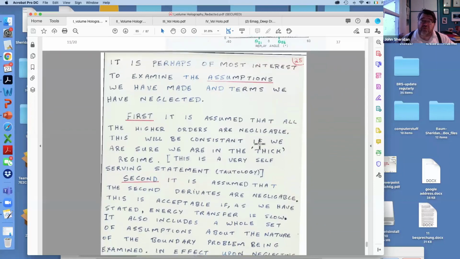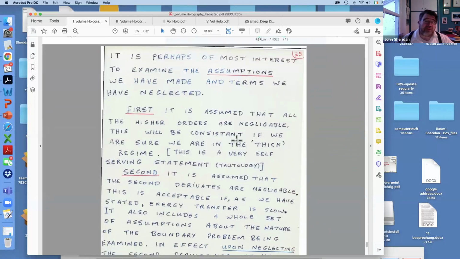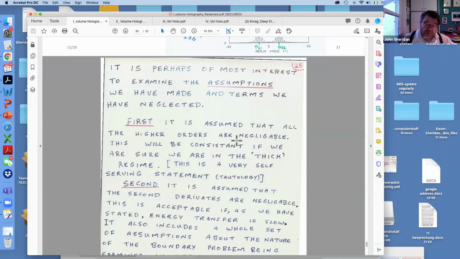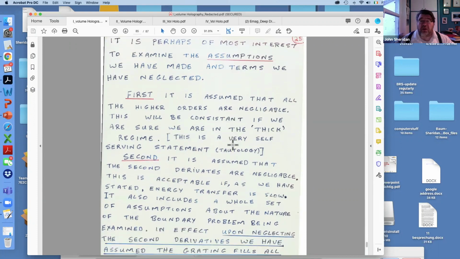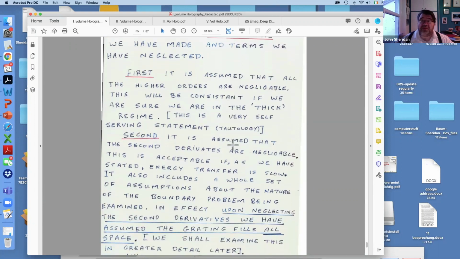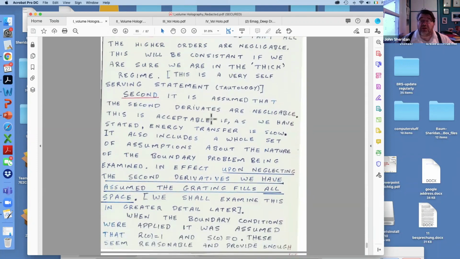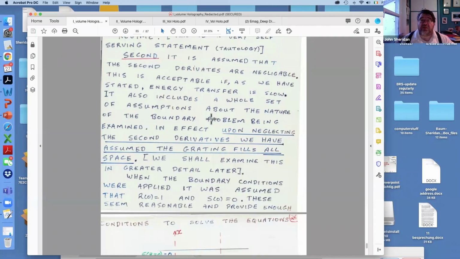So the assumptions we've made, and just to be clear about this, because these are going to reappear, and they're particularly significant when we talk about this Cognix type situation. It's assumed that all the higher orders are negligible. We talked about this sigma plus k and the rho minus k. For the Bragg case, we only take into account the 2 waves. This would be consistent if we are sure we are in the thick regime. So it's a self-serving statement, we go in a circle here. But if we're in the thick regime, it's a good approximation.